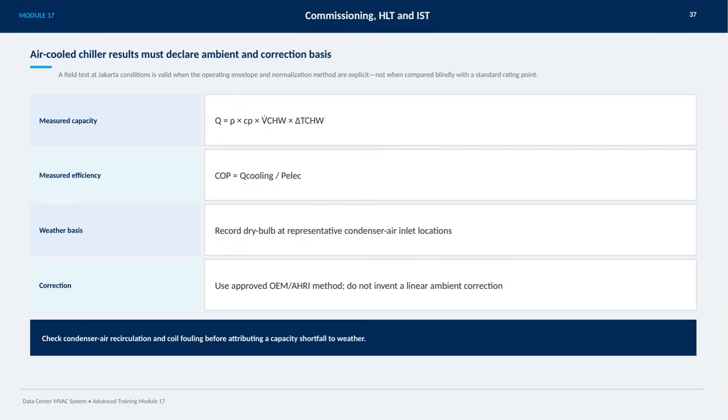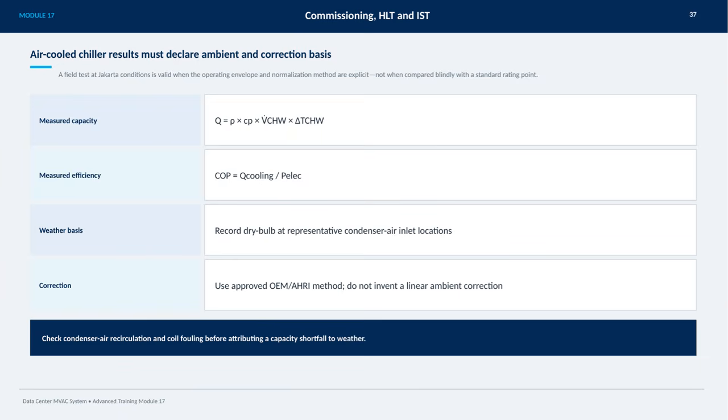For measured capacity, we use the formula Q equals density times specific heat times chilled water flow rate times the temperature difference of chilled water. When it comes to efficiency, the coefficient of performance, or COP, is calculated by dividing the cooling capacity by the electrical power input. It's critical to record the dry bulb temperature at representative condenser air inlet locations to establish a solid weather basis. For corrections, always apply an approved method from the OEM or AHRI.